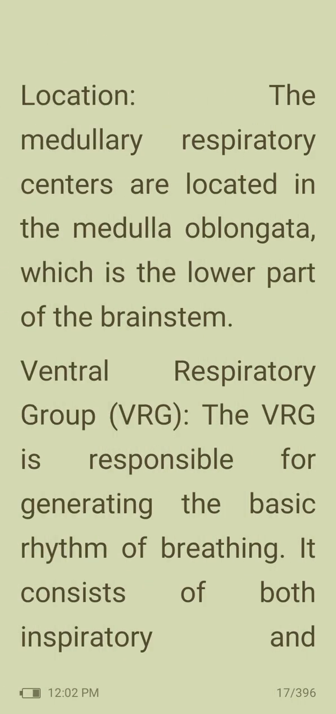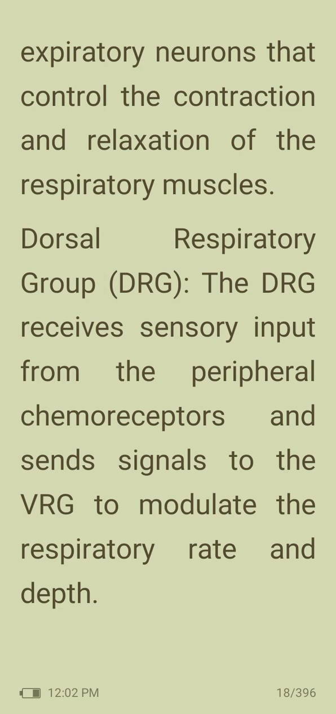Medullary respiratory centers: location. The medullary respiratory centers are located in the medulla oblongata, which is the lower part of the brain stem. Then the ventral respiratory group, or VRG. The VRG is responsible for generating the basic rhythm of breathing. It consists of both inspiratory and expiratory neurons that control the contraction and relaxation of the respiratory muscles. Then the dorsal respiratory group. The DRG receives sensory input from the peripheral chemoreceptors and sends signals to the VRG to modulate the respiratory rate and depth.